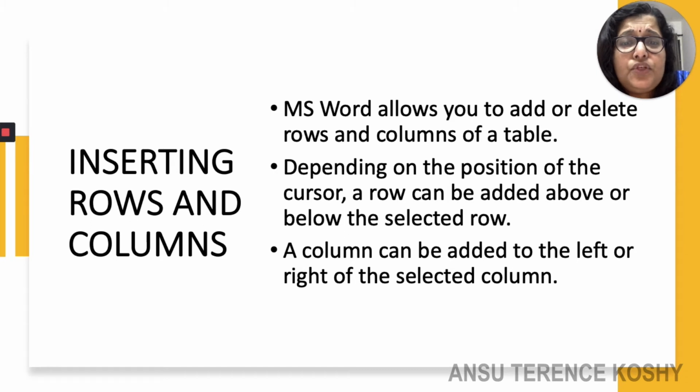Depending on the position of the cursor, a row can be added above or below the selected row. That is, you can click either on the top of the row and insert a row above it or below it. It depends on where you place your cursor. If you're putting it closer to the bottom, then it will help you with the row below it. That is, you can put a row above it or below it if you're putting the cursor in the correct position. A column can be added to the left or right of the selected column. Similarly, you can insert columns also to the left or right of the given cell.